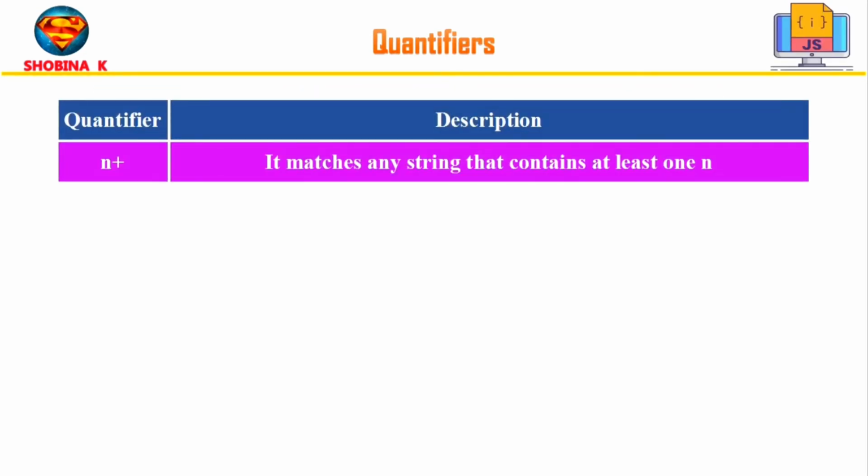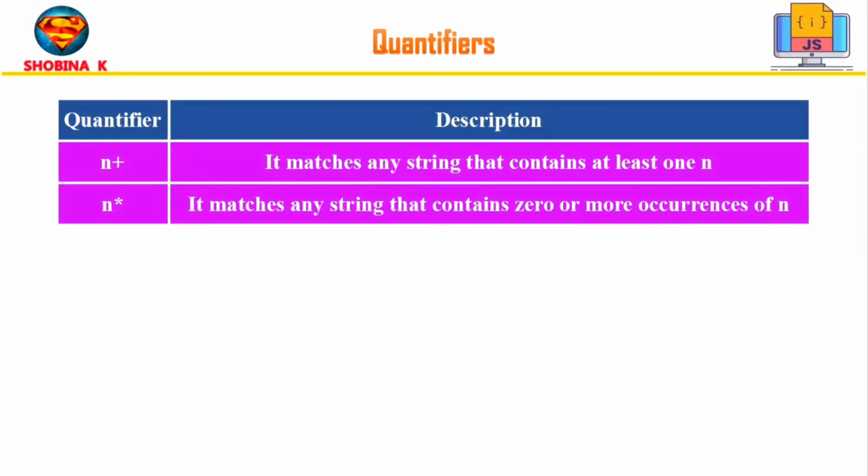The first one we have is n plus. The n is any character that you are looking for, and the plus symbol is any string that contains at least one n. So for example, if you are taking an expression as a plus, it will look for the number of a's that are present in your string. And next up we have n star. This matches any string that contains 0 or more occurrences of n. So any particular character that we use here with the star symbol will find any string that contains 0 or more occurrences of this particular character.